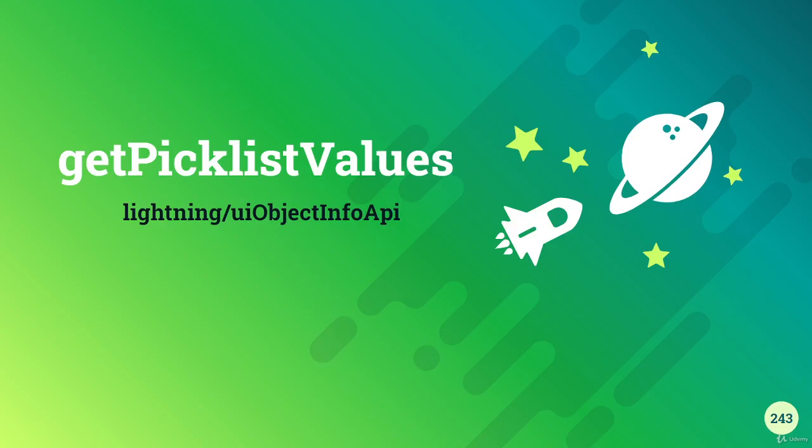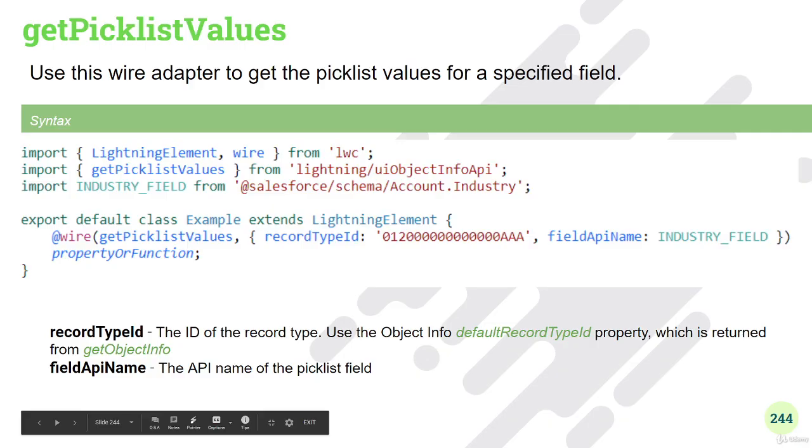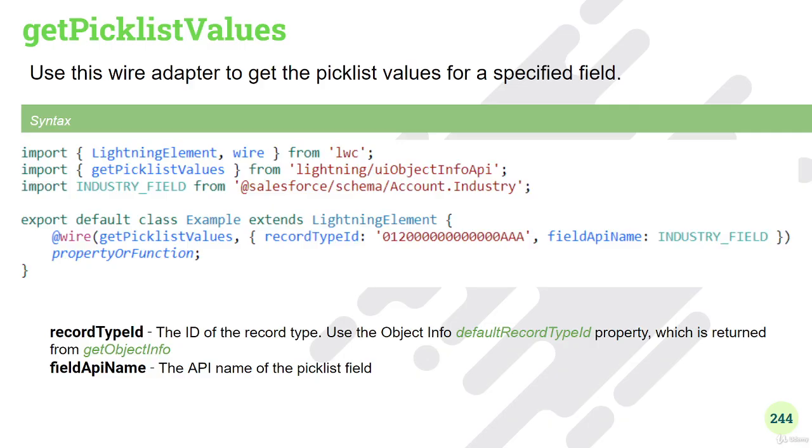In this video, we'll talk about the getPicklistValues adapter. This wire adapter we can import from the lightning/uiObjectInfoApi. It is very common nowadays in LWC, and we use it to get the picklist values for a specified field. Before this adapter, we used to call Apex and then fetch the picklist values. But with this adapter, we don't need to write a single line of Apex code.